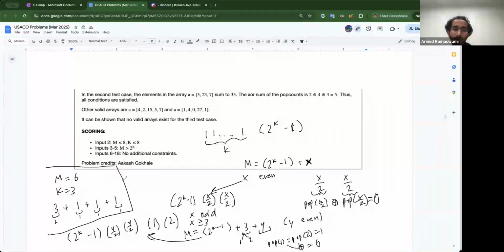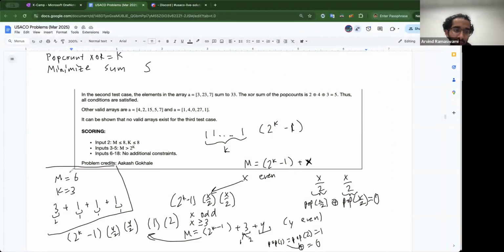instead of using 2 to the k minus 1, is to consider the smallest sum we can get while having pop count XOR equal to k. Let's consider this kind of thing we're trying to do: the pop count XOR is equal to k, and then we want to minimize the sum. If we let s be the smallest possible sum, then we know for sure that m has to be at least s.